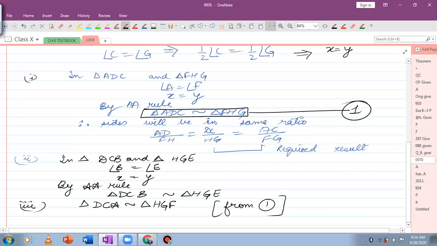The triangles we proved similar in the first part are the same triangles, just the name of the triangles is written in a different order. You can check the correspondence. A corresponds to F, so here also A corresponds to F, D corresponds to H, so D corresponds to H here, and C corresponds to G. This is what you can verify, and then you can write down. From one, we have the similarity of these two triangles.